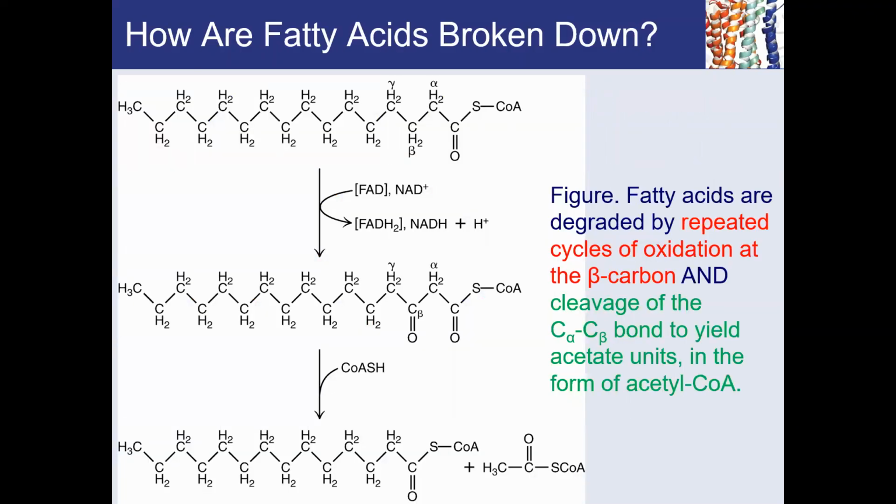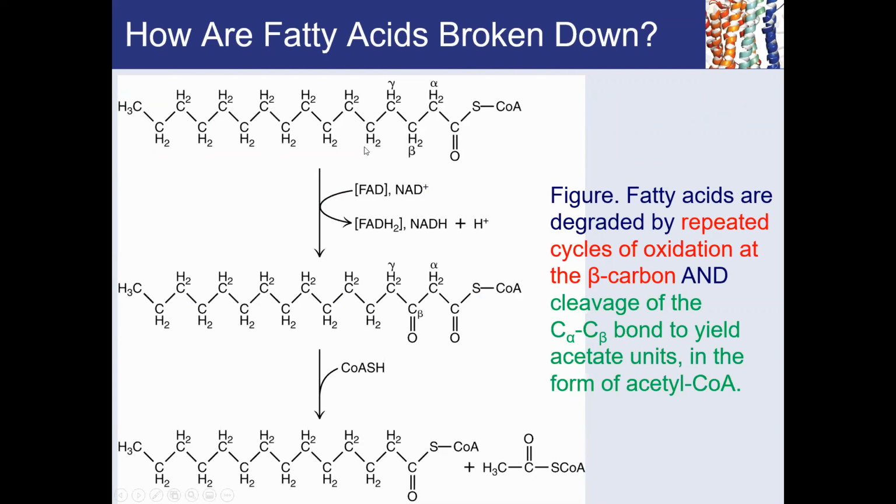Okay, so remember what I'm telling you. Fatty acids, once they are in the cytosol, must be activated before they can be carried into the mitochondria where the beta oxidation happens. That's something that you have to keep in mind. But let's look at overall how fatty acids are broken down. So imagine that you have a fatty acid that has already been activated with coenzyme A. That's what you're seeing here on the top.